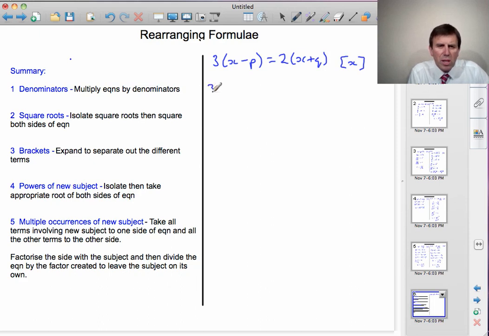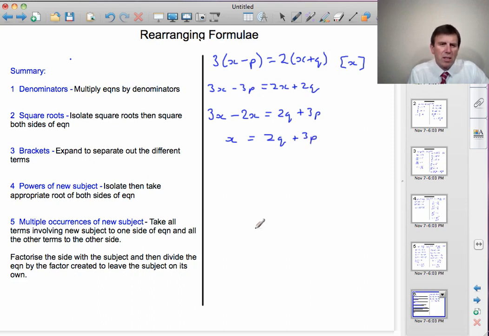So 3x minus 3p is equal to 2x plus 2q. And then at that point, we bring the x's to one side. 3x minus 2x when it comes across is equal to 2q plus 3p when it goes across. And the left-hand side is just x to give us our final answer. X is 2q plus 3p. So whenever we have brackets, we normally have to multiply them out.